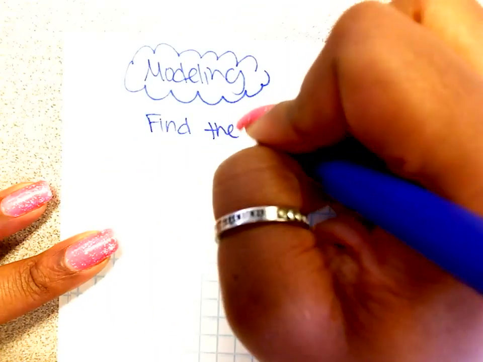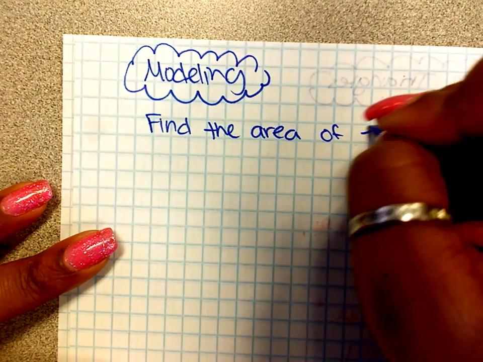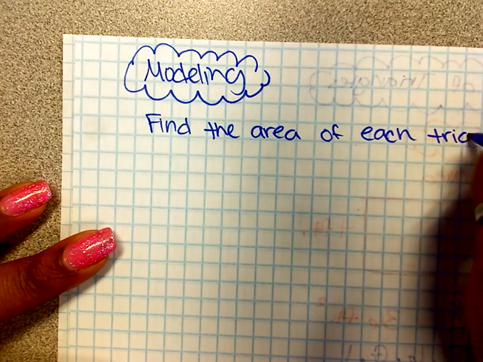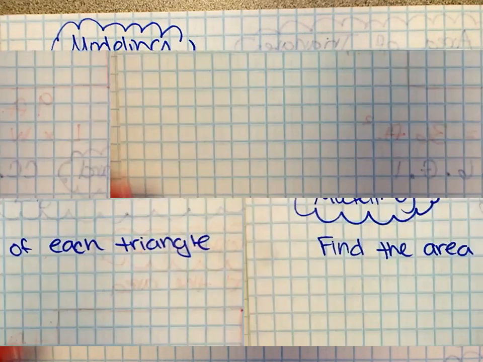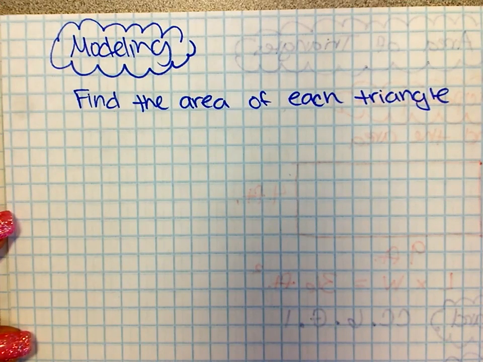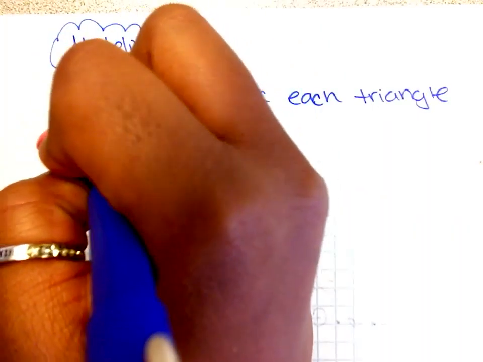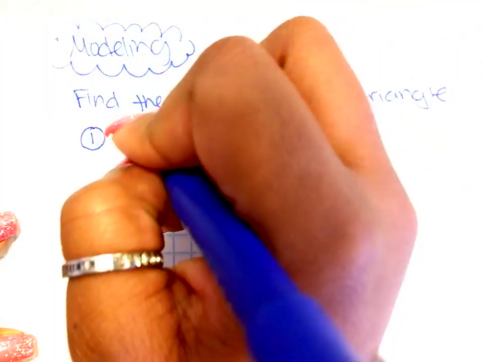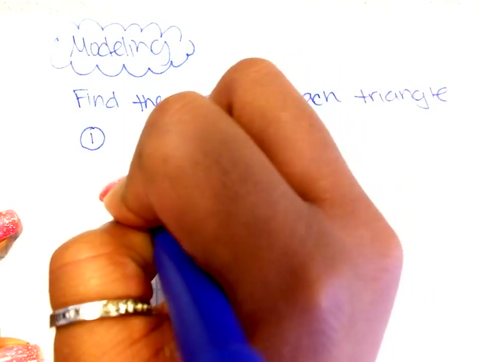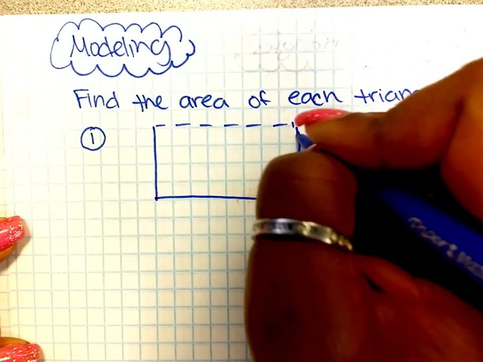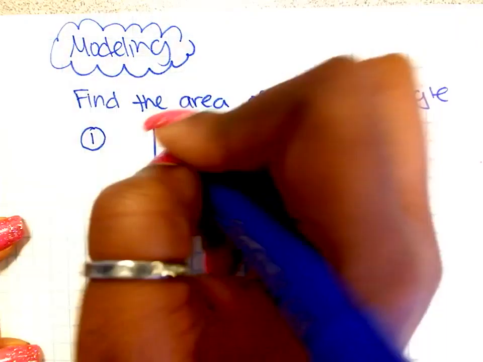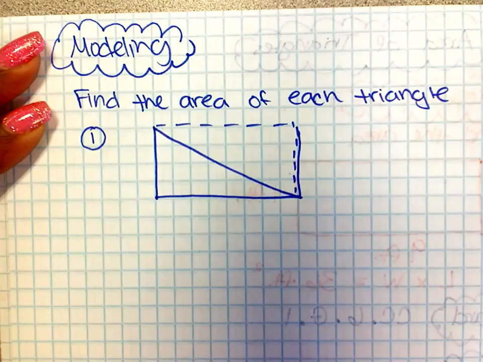All right, here we go. You might get a question that says, find the area of each triangle. We're going to do some drawing today. So here's number 1. I'm going to draw a triangle. But first, it's going to be drawn as a parallelogram. And they're going to dot some lines for you. And then they're going to give you the actual triangle.